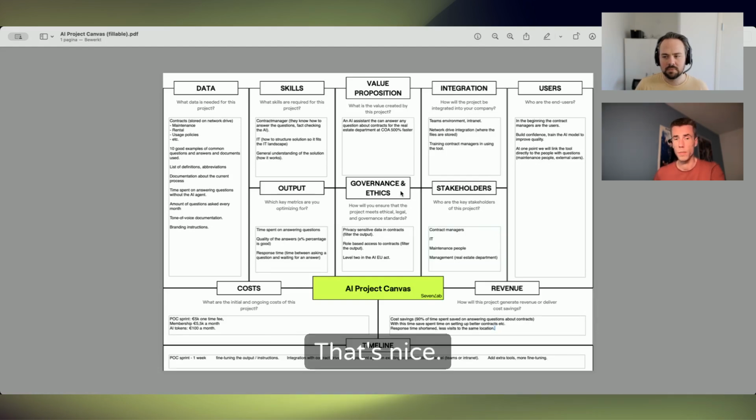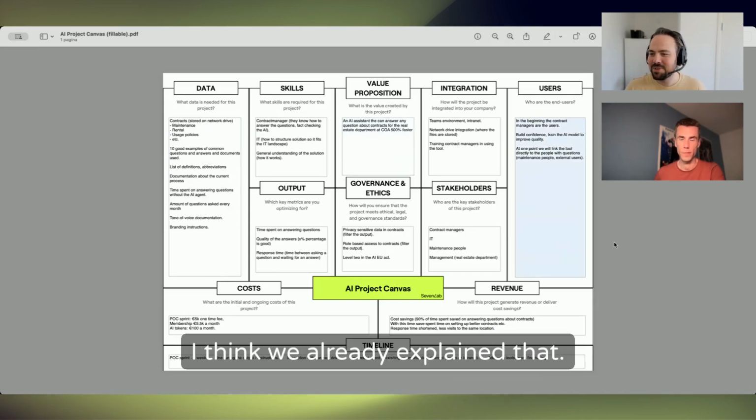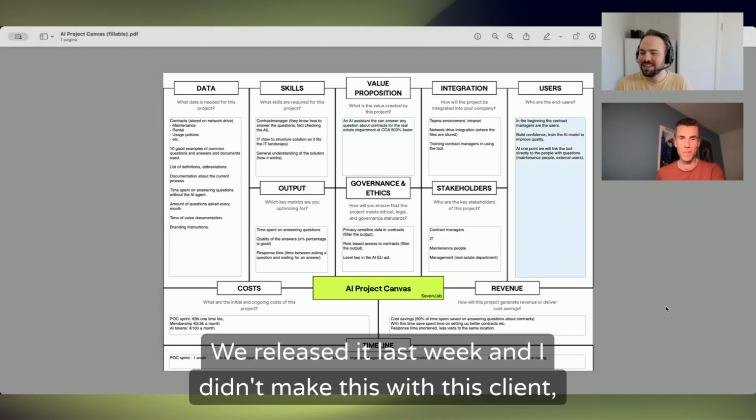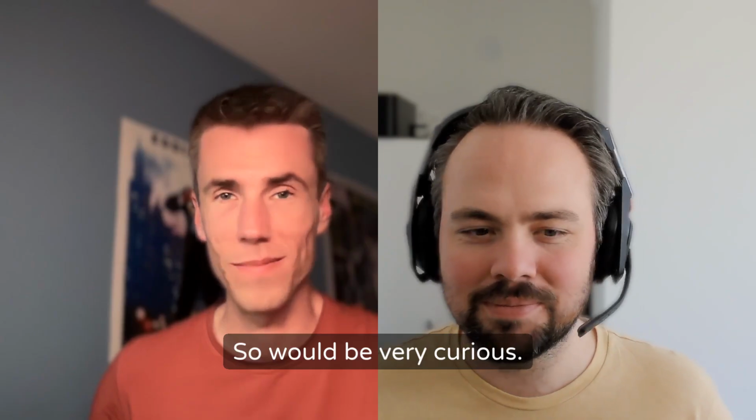That's nice. Cool. All right. Then maybe you can save this one, because it's a new canvas. I think we already explained that. We released it last week. Yeah. And I didn't make this with this client, but I want to review it with my client and see if they have any extra comments. So I would be very curious. Yeah, sure.